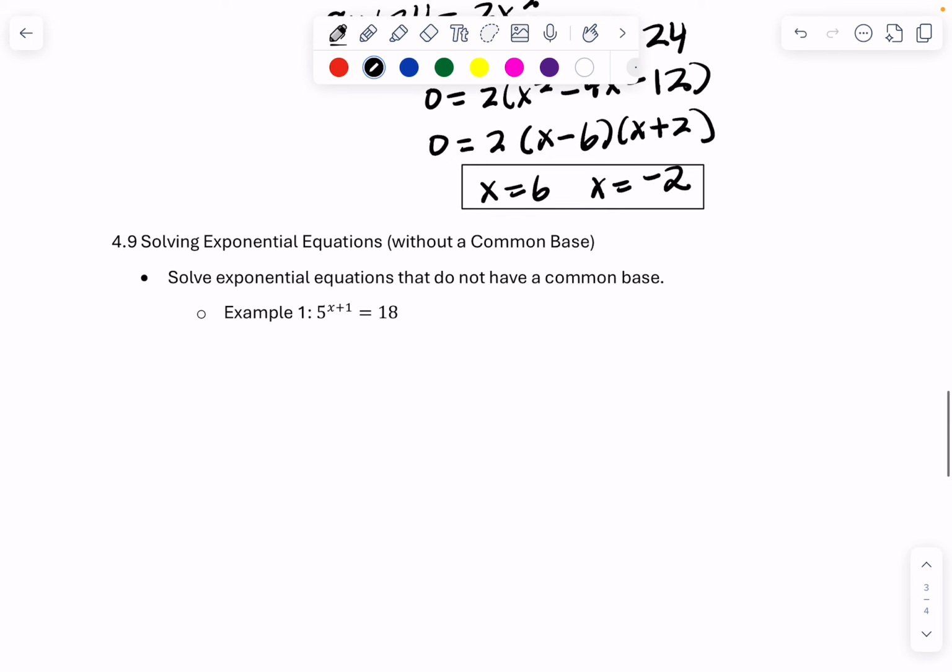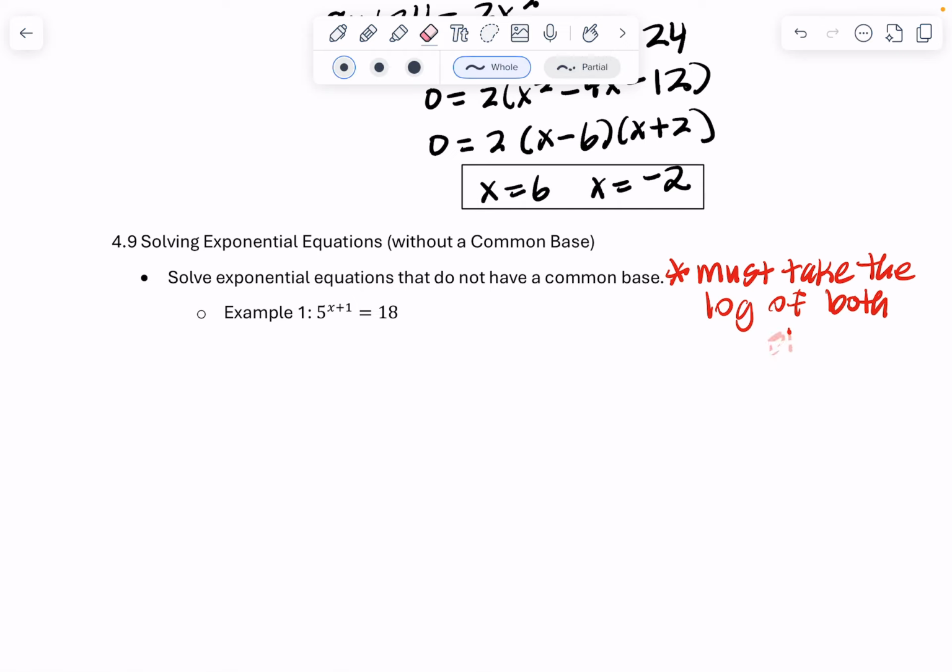All right, last bit: solving exponential equations without a common base. If they don't have a common base, these are the hard ones, right? If there's no common base, then to solve it, you must take the log of both sides. That is the strategy. That's why they put all these together, y'all. They're all related, okay? You need to know how to do one to know how to do the other.